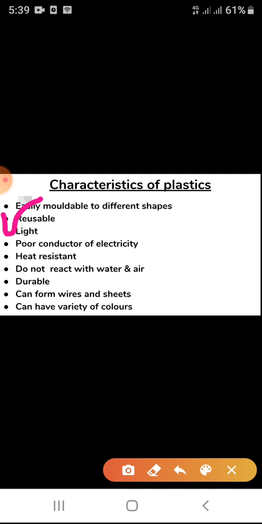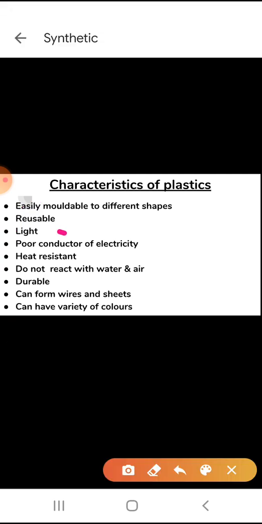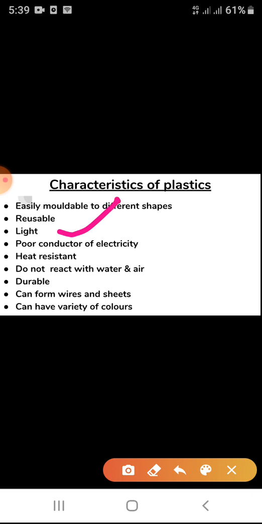The third property is that plastic is very light. Plastic is very light in weight, that is why we use plastic many times in comparison to other materials. Metals are heavy in comparison to plastic.